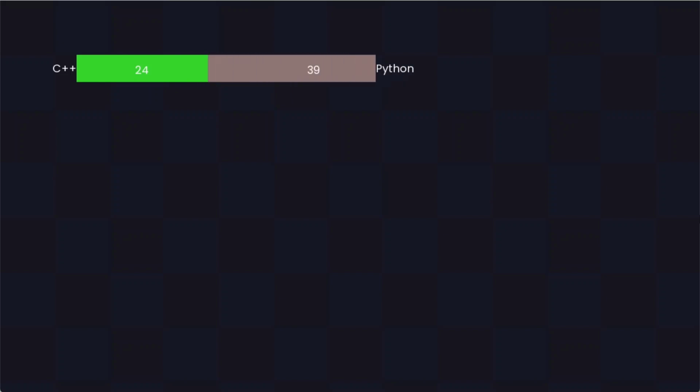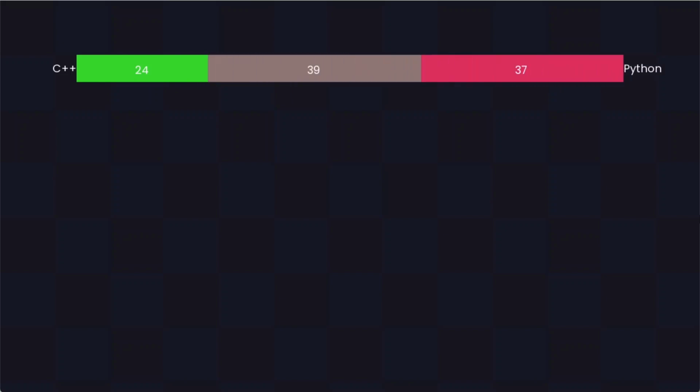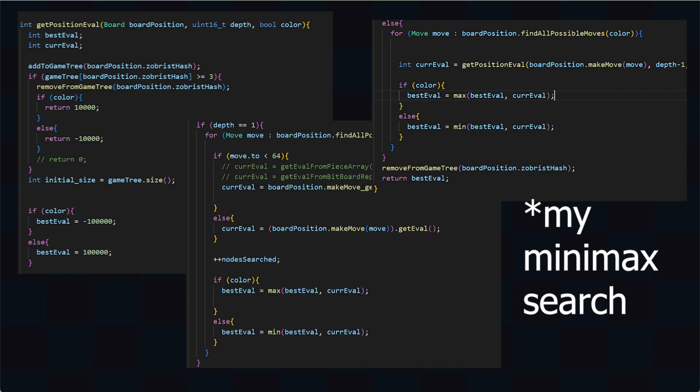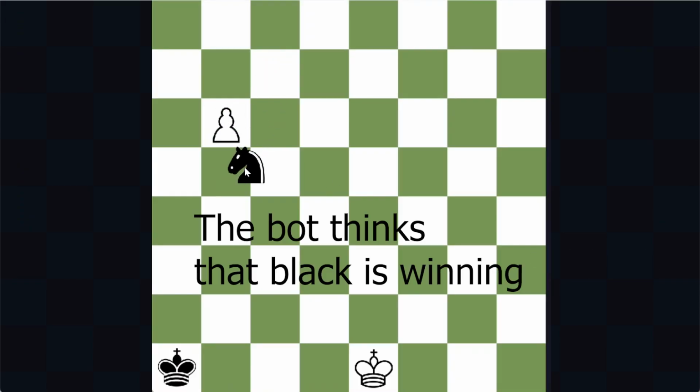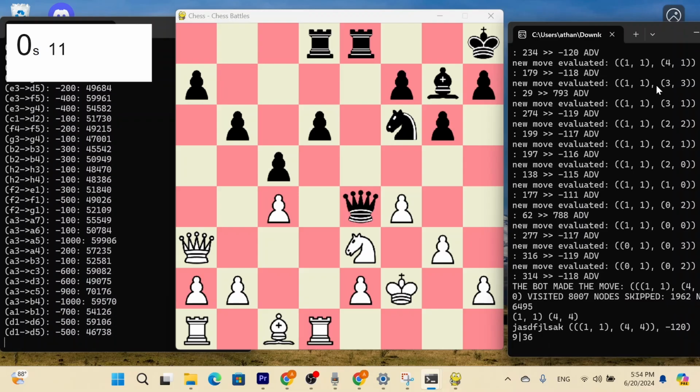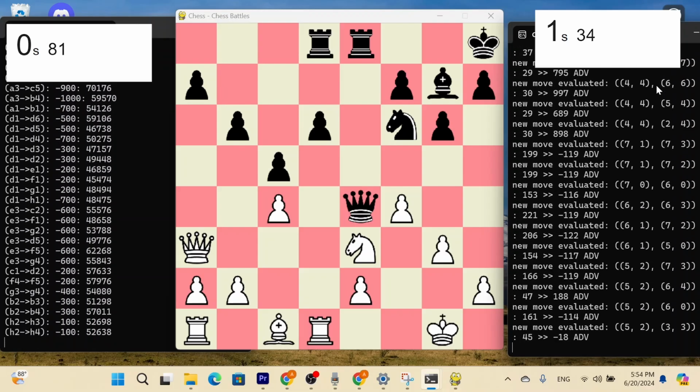Okay, so the final results are, drumroll please, 24 wins, 39 draws, and 37 losses, which seems pretty bad, but take into account that A, the bot has no idea how to checkmate, B, the bot is solely based off of material evaluation, and C, the bot runs much faster than the Python one.